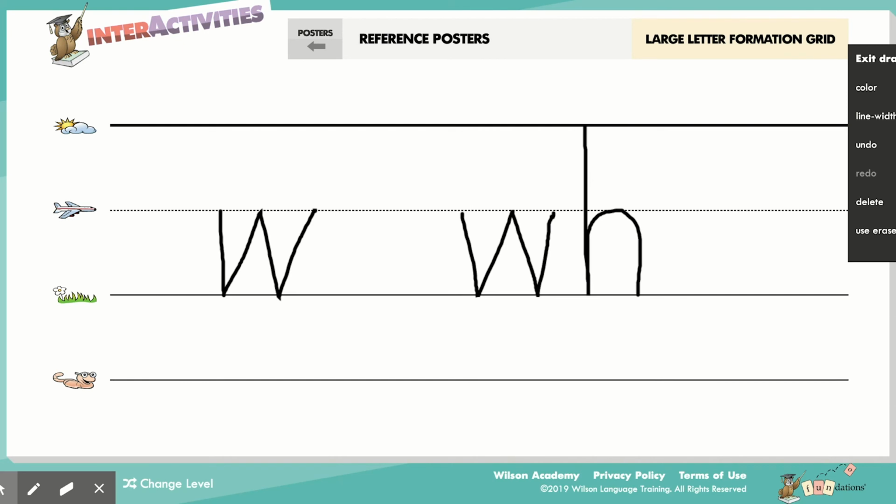W or WH. It makes the same sound. When to use it? Let's do some practice with W and WH that makes the same sound. Your ears are listening and your markers are down. Here we go.